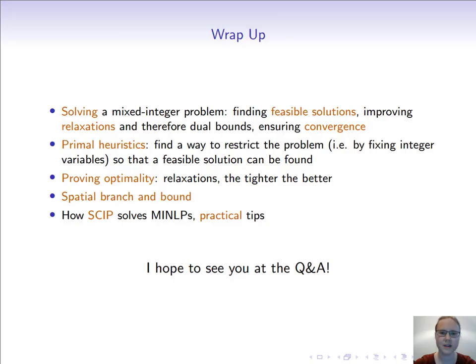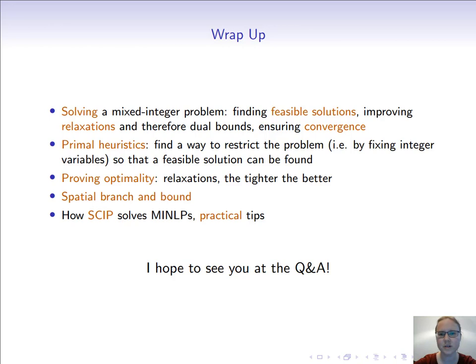Now we are approaching the end of this lecture, and I would like to highlight some of the things that have been covered. First, I have given a high-level view of what solving a mixed integer problem involves. That is, finding feasible solutions, then improving relaxations, from which one can obtain better dual bounds, and finally ensuring the convergence between the primal and dual bounds. Then I have talked about algorithms known as primal heuristics, which find feasible solutions, usually by restricting the problem in some way, for example, by fixing integer variables to some suitable values.